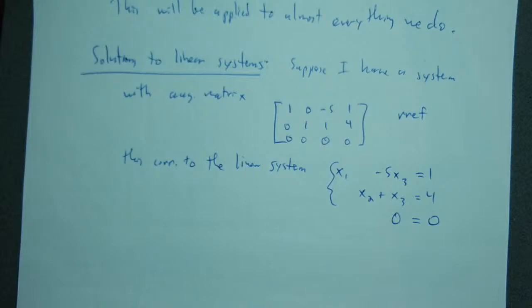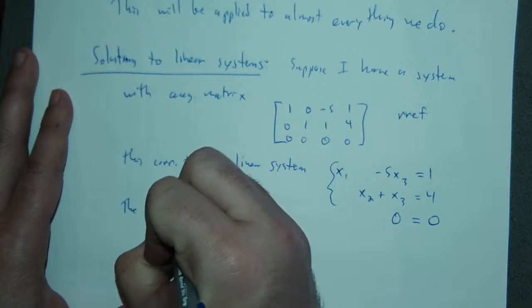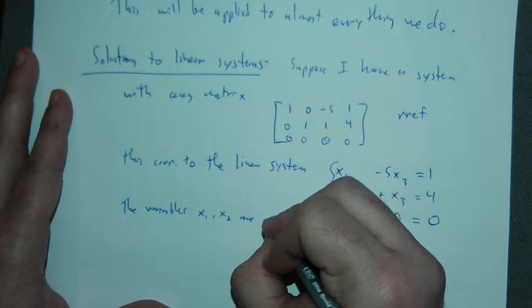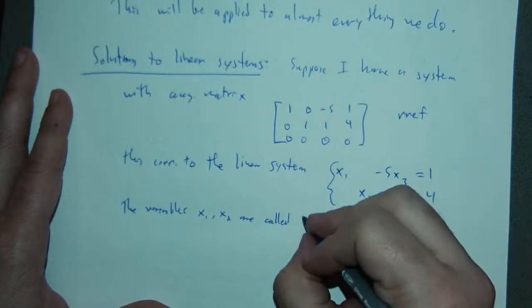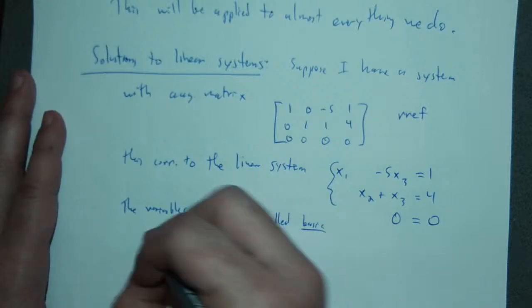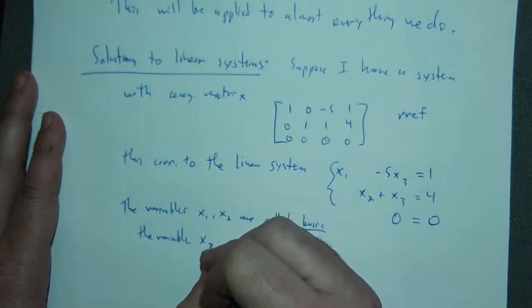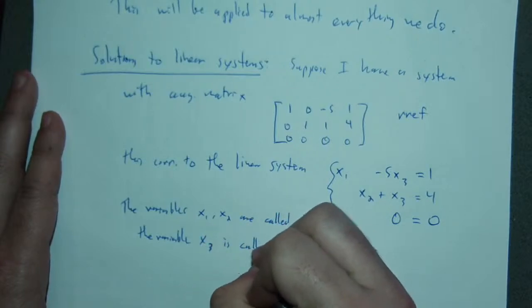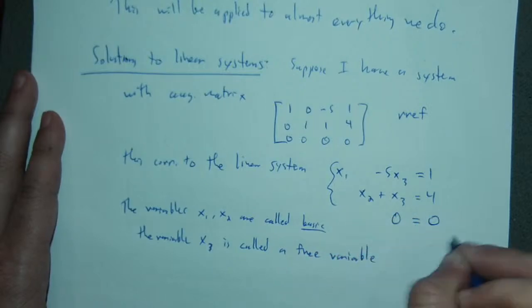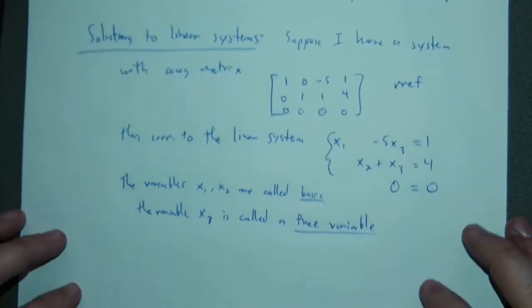Okay. Now, the variables x sub 1 and x sub 2 are called basic. That's not something that we're going to use a lot. The variable x sub 3 is called a free variable. Okay, and we are going to use that quite a bit.